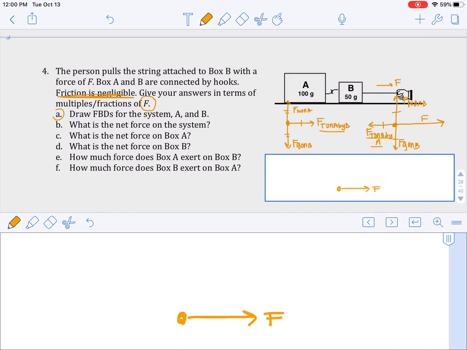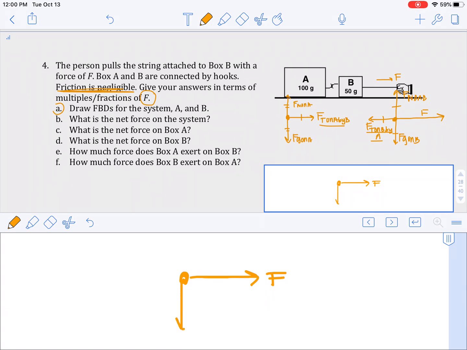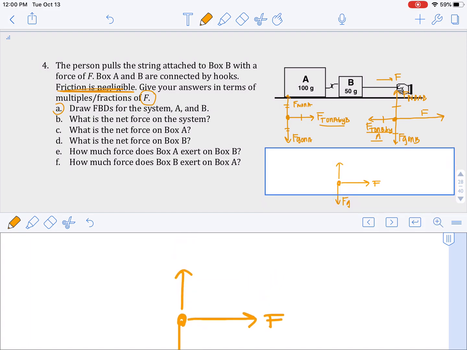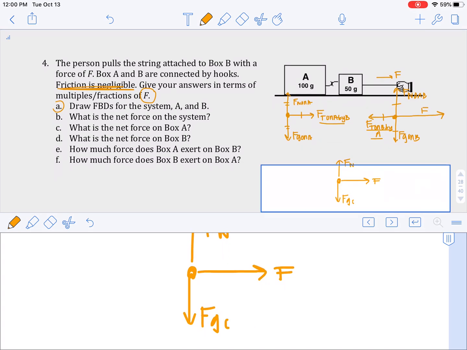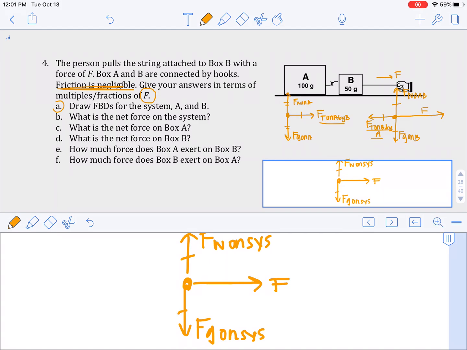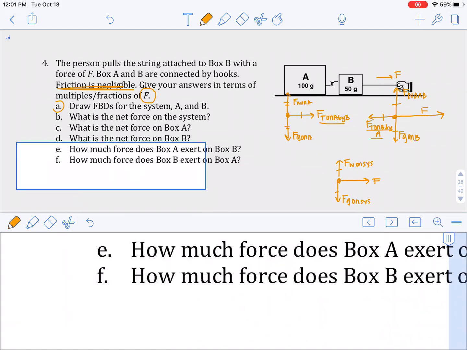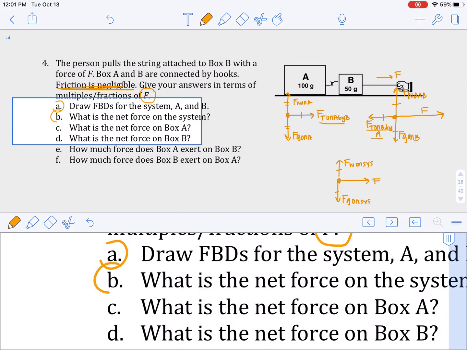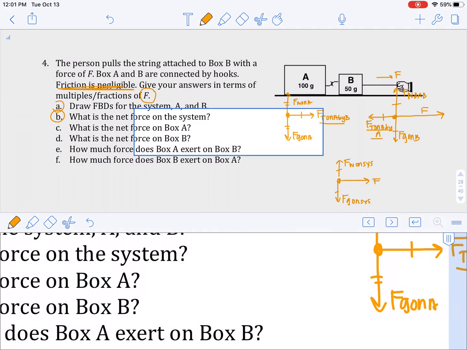And in the vertical direction, similarly, I have my FG and my FN, and those two are going to cancel each other out. But I'm going to instead do an FG on my system and an FN on my system, like both blocks together. And then I can determine what the net force is on my system. And this is actually just F. It's just F.